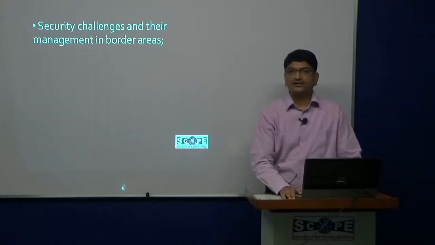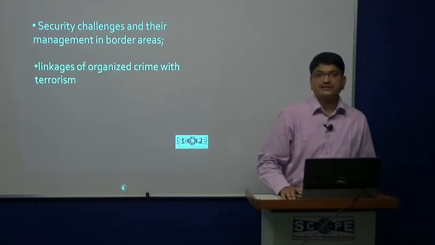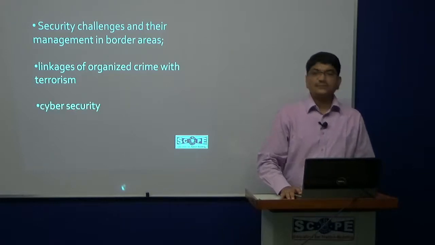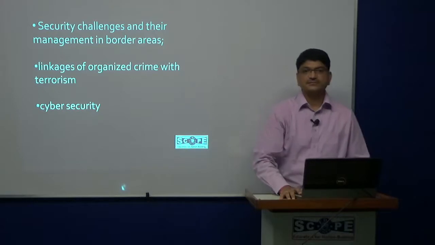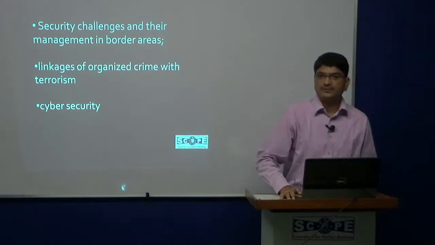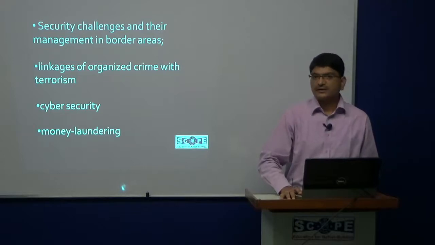Then border areas and security challenge. Then organized crime, for example terrorism and security challenge, cyber security, an emerging aspect, because nowadays things are being governed through the internet. Then money laundering is one internal security challenge offered by terrorist organizations, offered by various anti-social organizations.